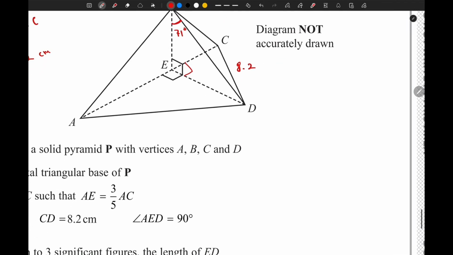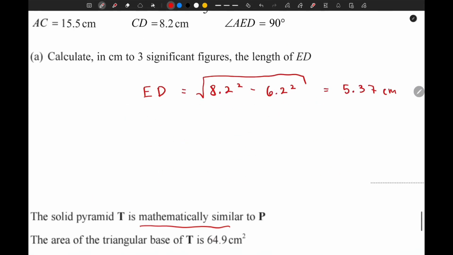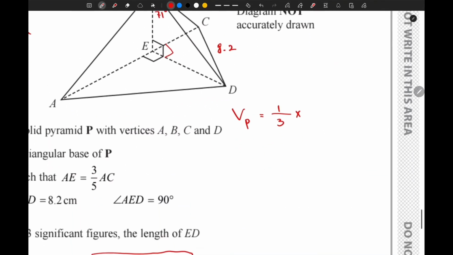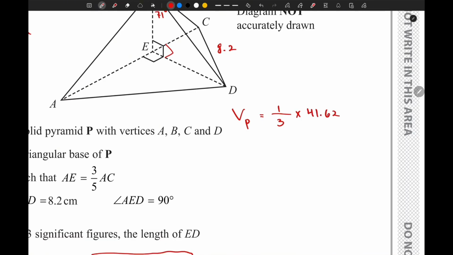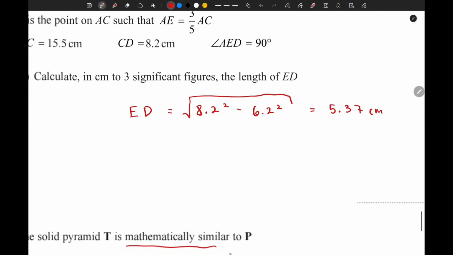So now we can easily find the volume of shape P. The volume of P is 1 by 3 times the base area. The base area is 41.62, so it's 41.62 multiplied by the height, which is 1.849. So this is about 25.652, or 25.65 centimeters cubed. This is the volume of shape P.